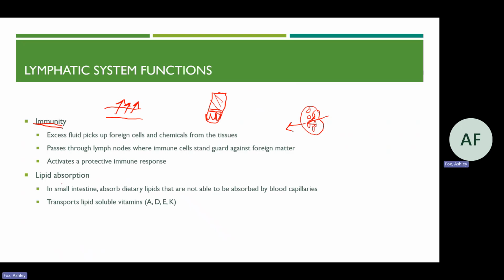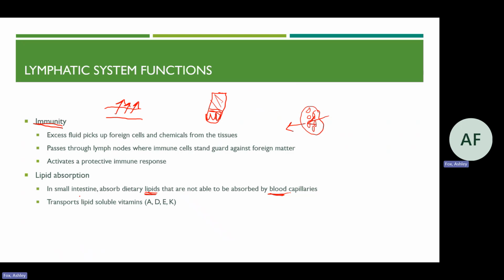We'll talk more about lipid absorption when we get to the digestive system, but it is important. The lymphatic system is the only way that you're going to absorb dietary lipids, meaning fats that you've eaten. Because in the small intestine, they have to be absorbed by specialized capillaries that are going to be in the microvilli. Again, we'll learn more about this in the digestive system. So their capillaries are called lacteals. They open larger so that the lipids can be circulated and brought into the blood that way. They can't be absorbed by the blood capillaries.